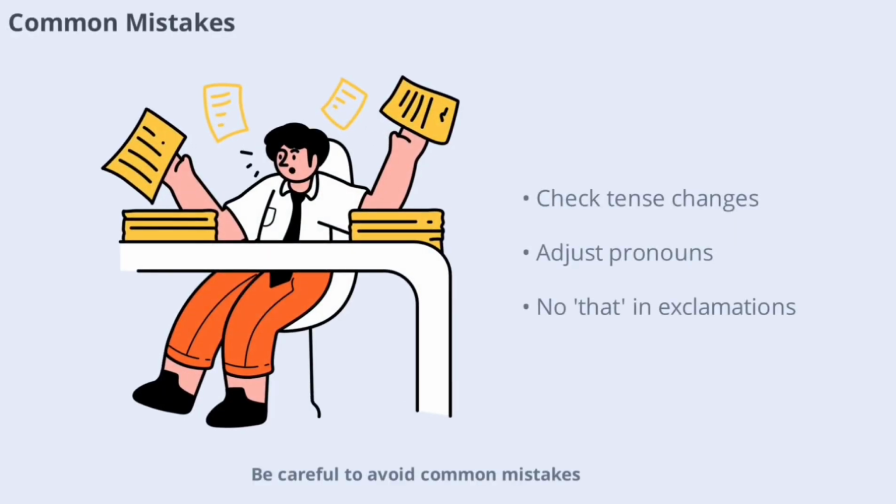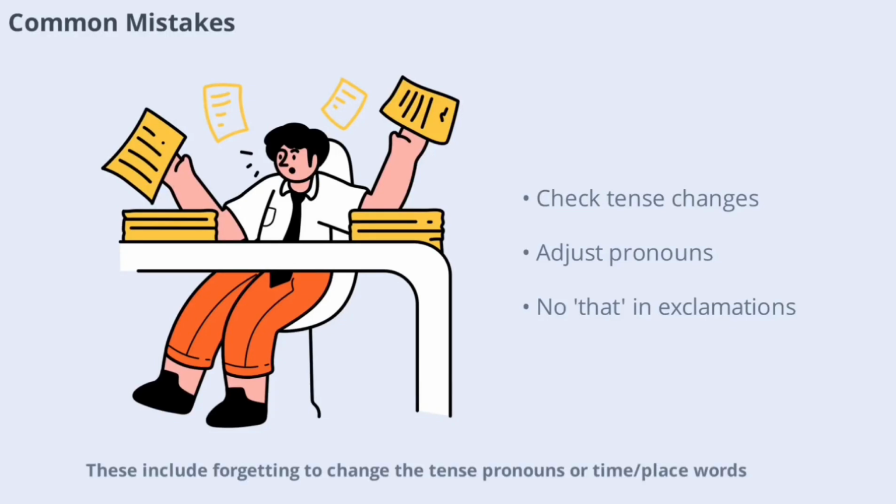Be careful to avoid common mistakes when converting direct speech to indirect speech. These include forgetting to change the tense, pronoun, or time/place words and incorrectly using that in exclamatory or imperative sentences. Reviewing these rules regularly will help you avoid errors and improve your accuracy.